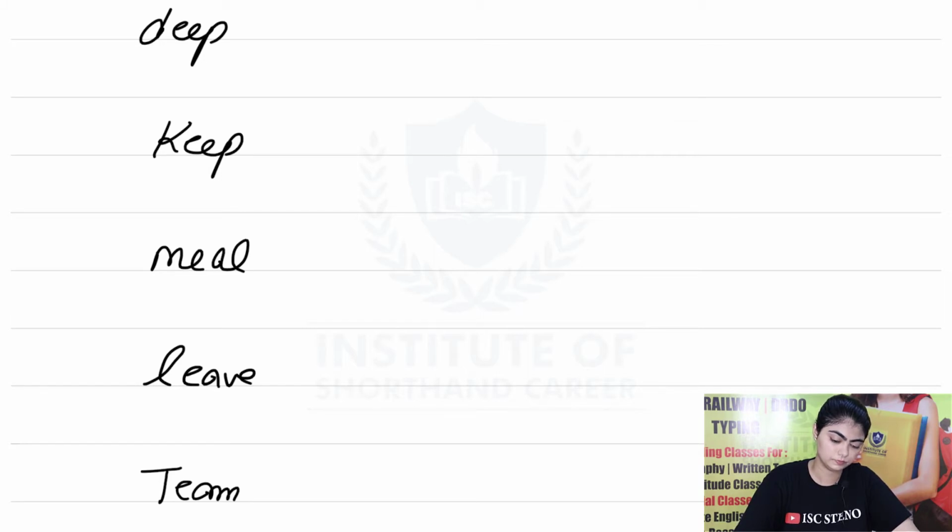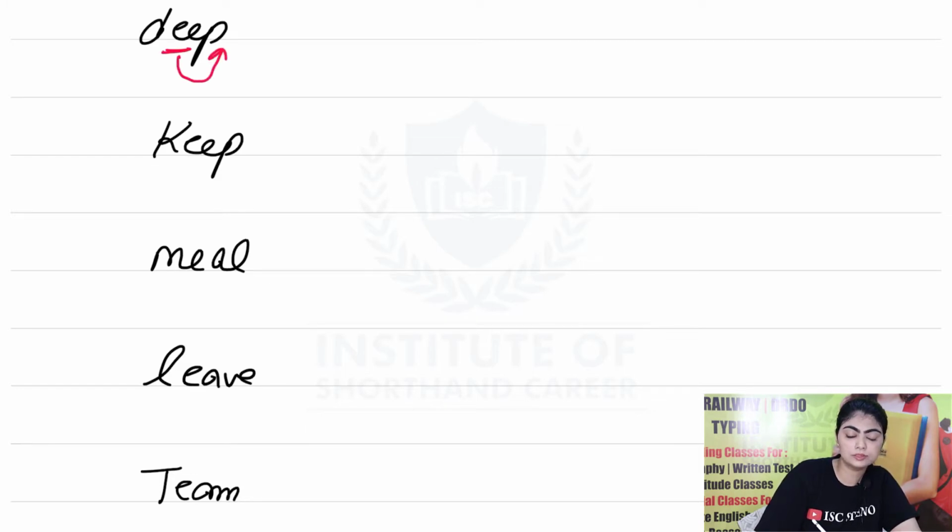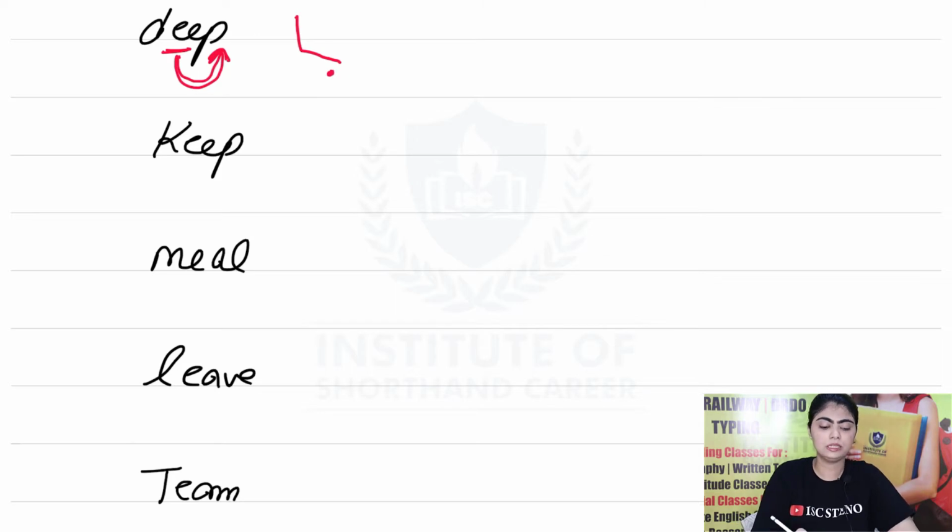Now let us see the word. The word is deep. You can see the sound of E. This would be placed on P, on the third position of P and before P. Okay. So make a D and P. E is placed where? On P's third position. First, second, third. This is the third place, and before P is where the E dot is put. This is deep.